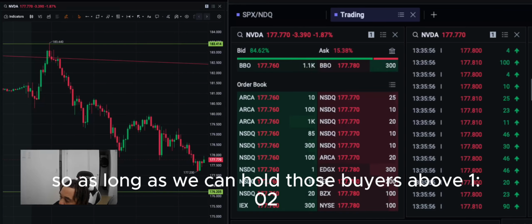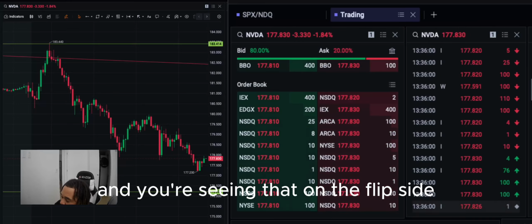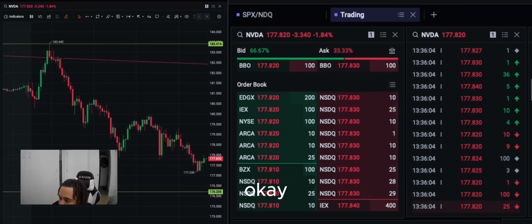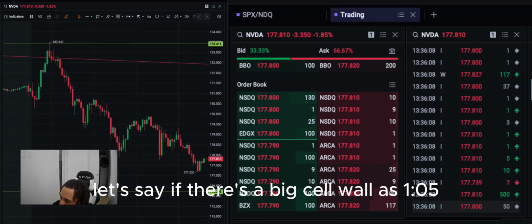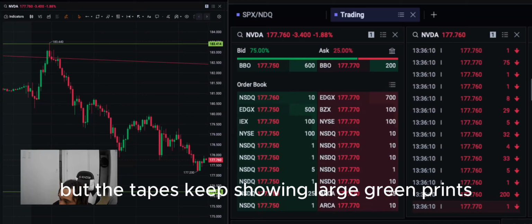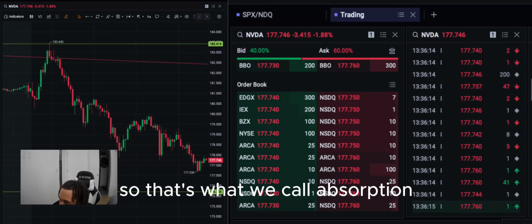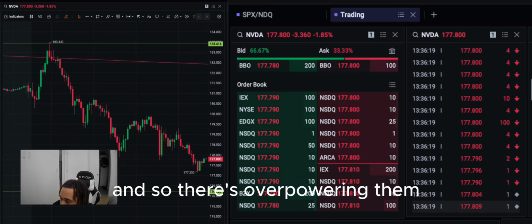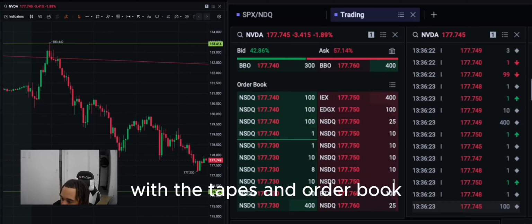So as long as we can hold those buyers above 102 and you're seeing that, that's a good thing. Vice versa, on the flip side, let's say there's a big sell wall at 105, but the tape keeps showing large green prints eating through that wall. That's what we call absorption. Usually buyers are not strong enough to break through and sellers are overpowering them. You get to see all that within the tape and order book.